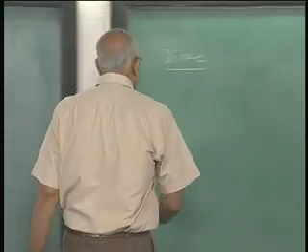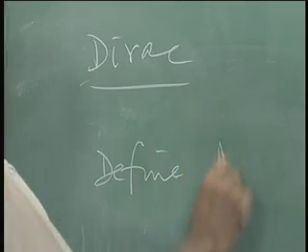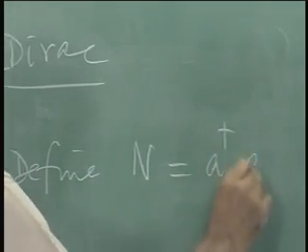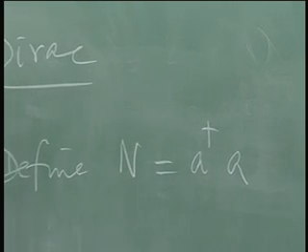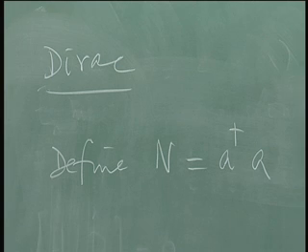Now what is the problem? Define N equal to A dagger A. I use a symbol for this thing, and the reason will become clear in a minute. I will call this operator capital N. It is called the number operator for a reason which will become clear. The reason is that N's eigenvalues will turn out to be 0, 1, 2, 3 and so on. They will be the natural numbers.